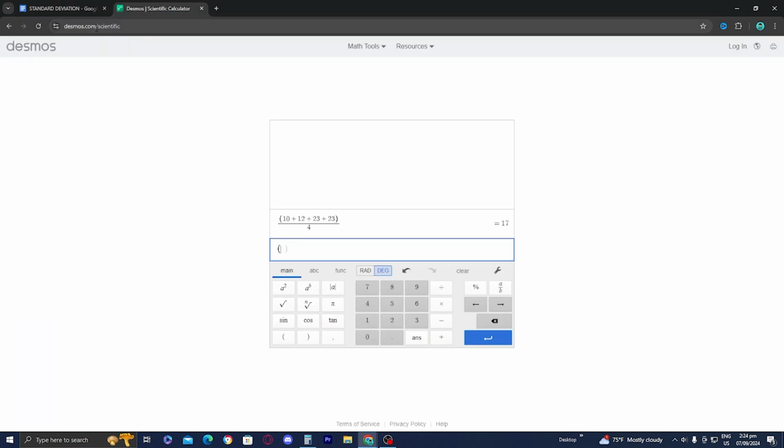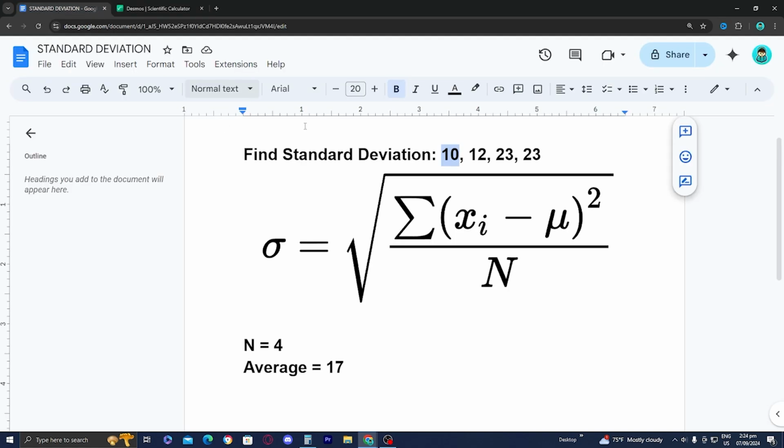So to do this, what you want to do is take out your parentheses again, and then do 10, which is the first number, and then subtract it by the average. So recall that in this example, our average was 17. So we need to do that. And then we need to go ahead and square it, which you should be able to do on a scientific calculator. You'll notice that we will now get the result of 49. And essentially, we need to do that process with all of the remaining numbers.